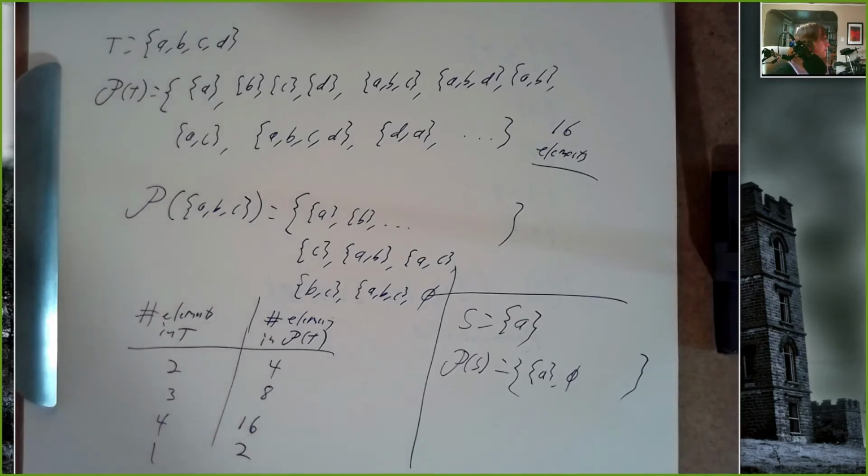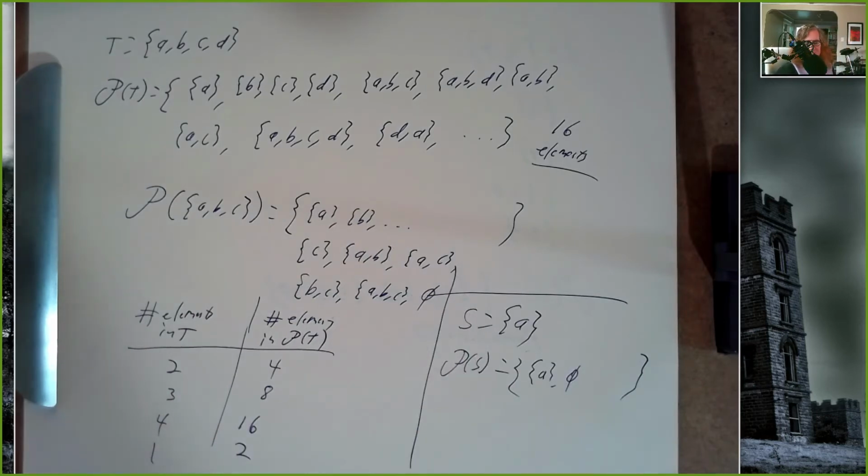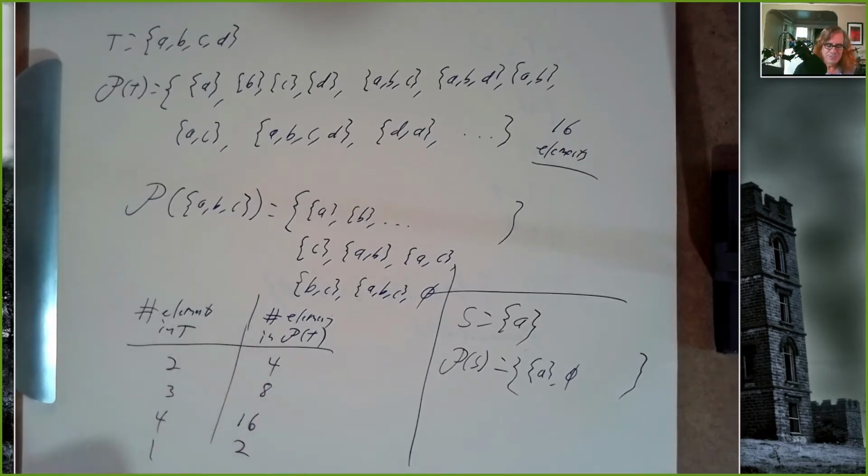And so somebody suggested that this looks like 2 raised to the number of elements tells you how many things are in the power set. And that is in fact a valid rule. So if you have a set with 5 elements, the power set will contain 32 elements, 2 to the 5th.